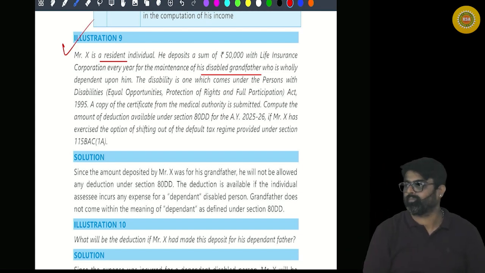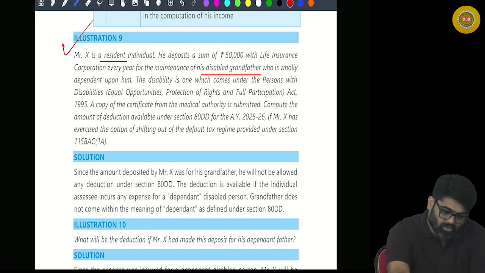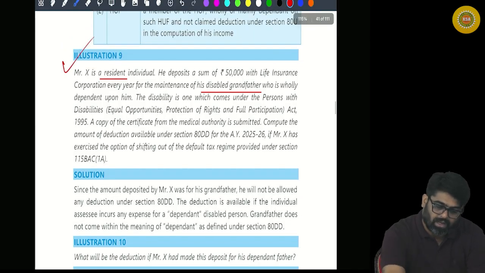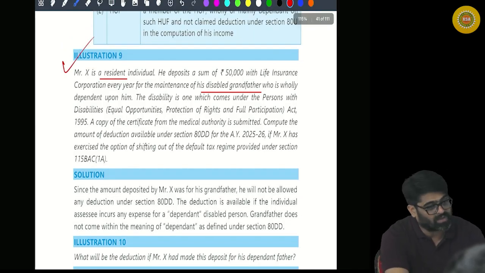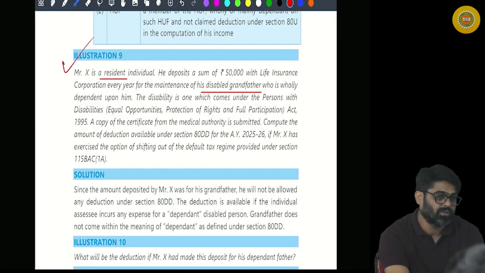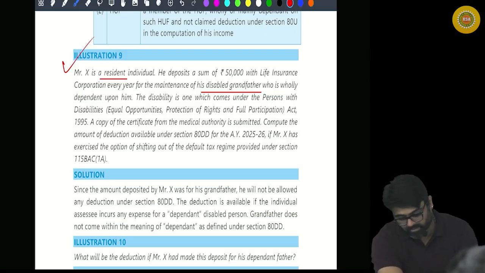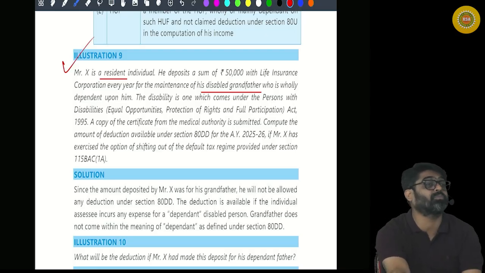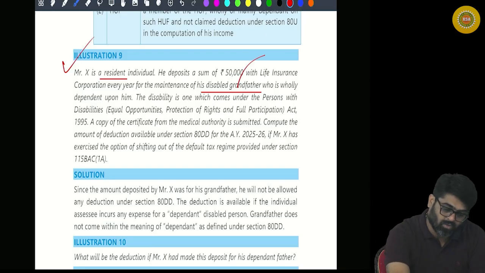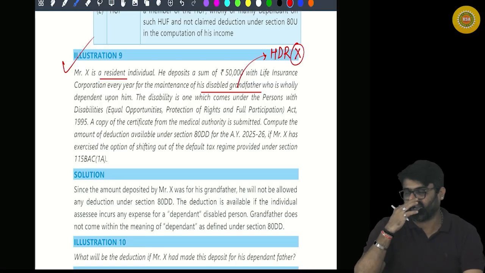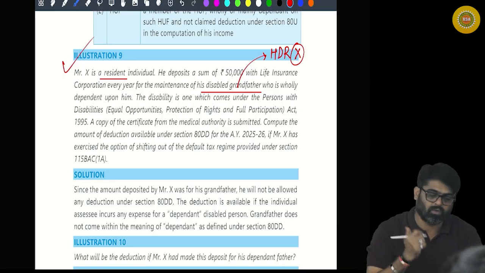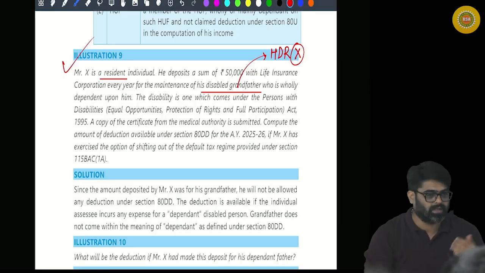Grandfather is not a specified relative. Getting my point? Grandfather who is wholly dependent on him and also disabled. Grandfather is dependent? Yes. Grandfather is disabled? Yes, but grandfather is not a specified relative. So can you call grandfather HDR or not a HDR? So if grandfather is not HDR, are you going to get any deduction under 80DD? The answer is no.